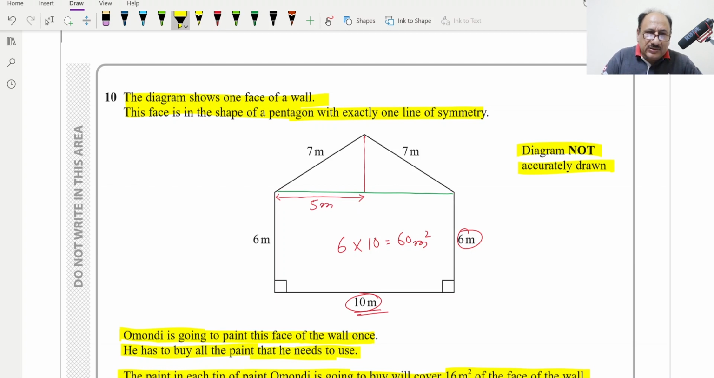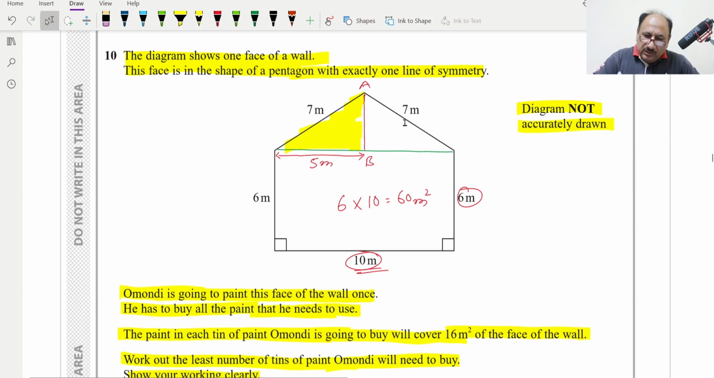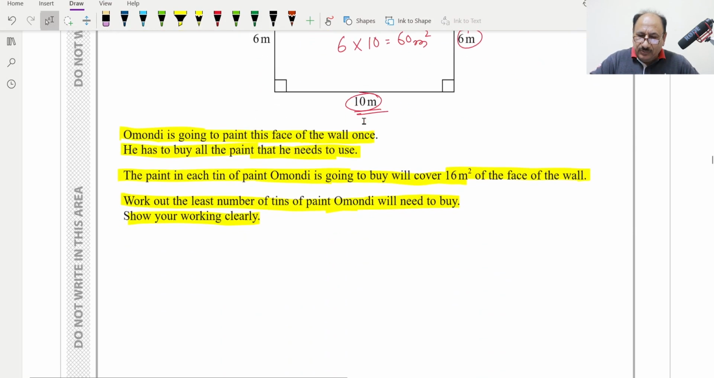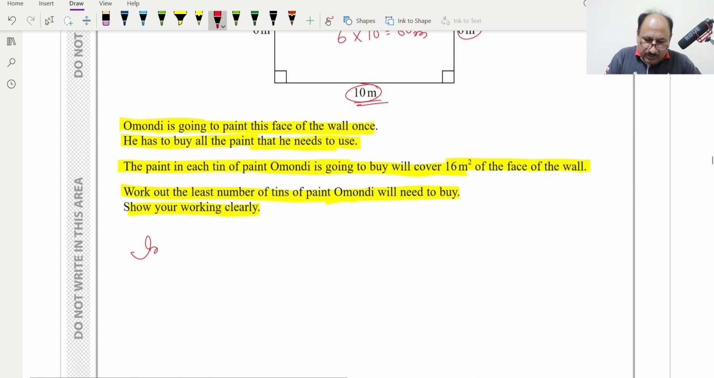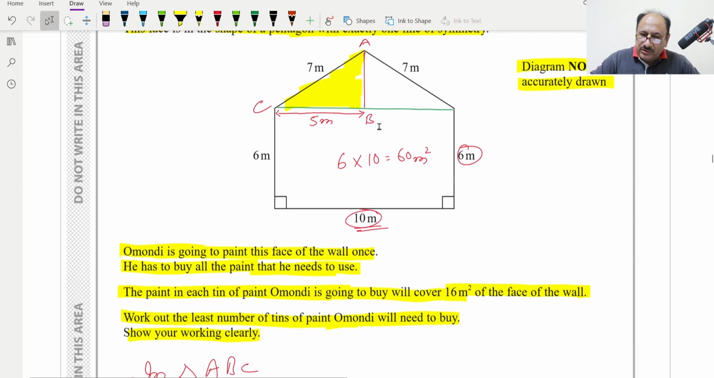And now we can consider this smaller triangle, and if we consider this smaller triangle, we can find this side, which we can write AB. So AB side will be equal to what? By Pythagoras theorem, so A, B and C. So in triangle ABC, we will be applying Pythagoras theorem. So hypotenuse is 7.